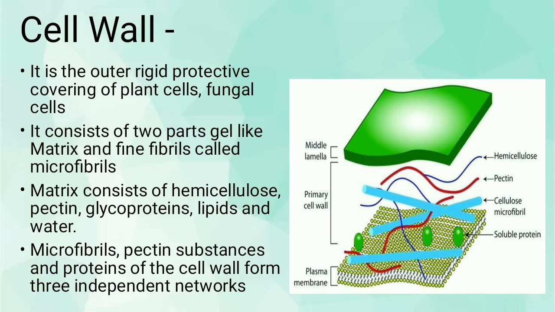Microfibrils, pectin substances, and proteins of the cell wall form three independent networks. This is a picture of the cell wall. Here are the hemicellulose and pectin, and these fibrils are called cellulose microfibrils.